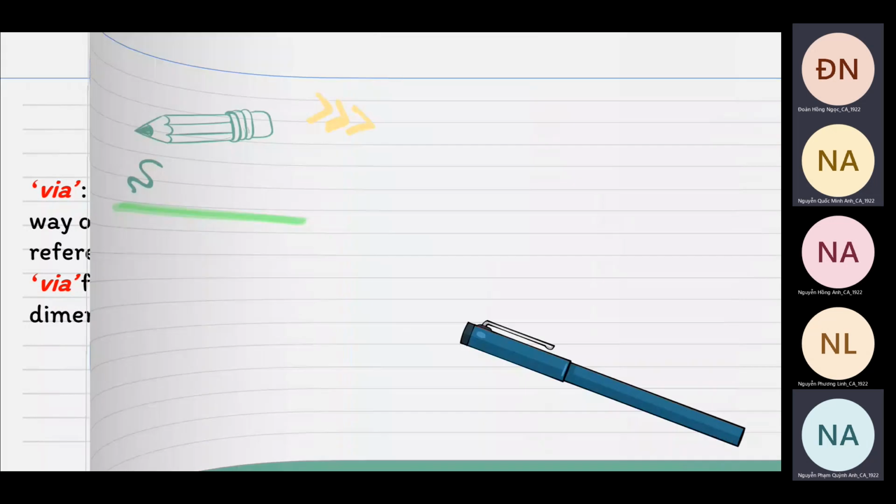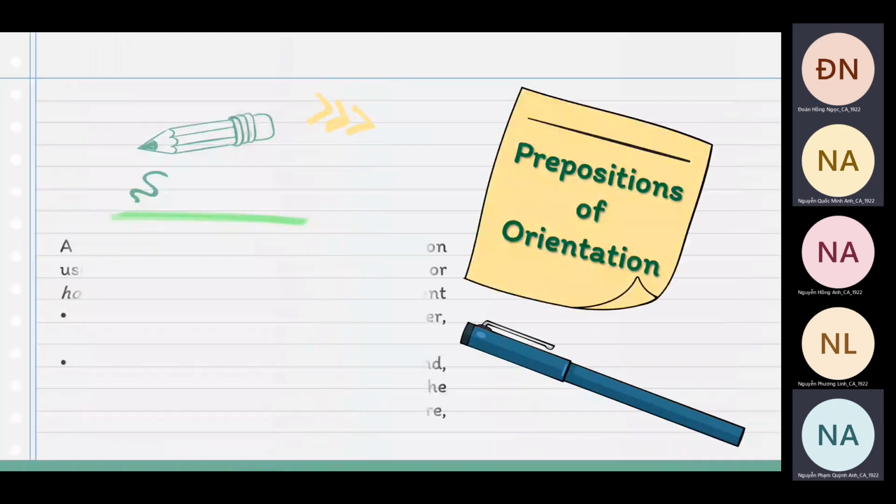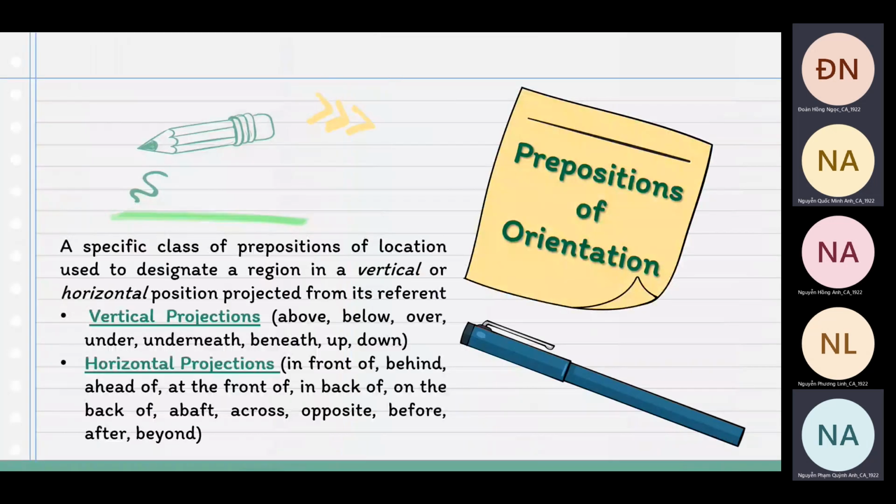And let's come to the second group, prepositions of orientation. This is a specific class of prepositions of location used to designate a region in a vertical or horizontal position projected from its reference. Some examples of vertical projections are above, below, over, etc. And horizontal projections are in front of, behind, ahead of, at the front of, etc.